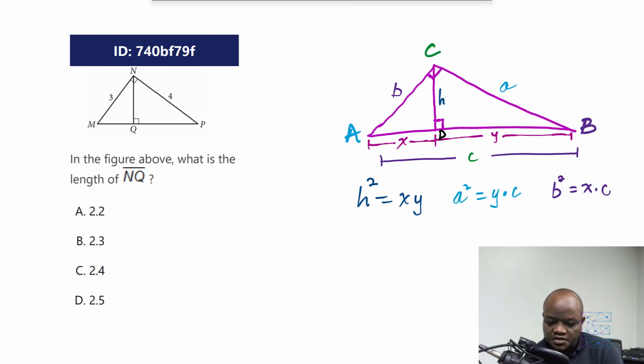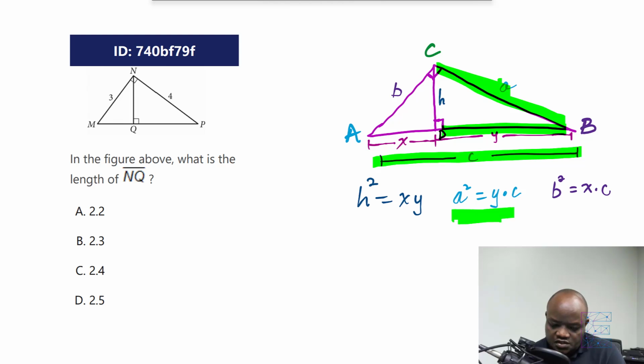I just want to quickly run you through how this works. If you want to find the length of the altitude, you simply take h squared equals x times y, and that's the first equation right here. To find, let's say, this length here, which I've named A, you take the long leg of that triangle times the biggest triangle's hypotenuse, and that's the second equation right here.